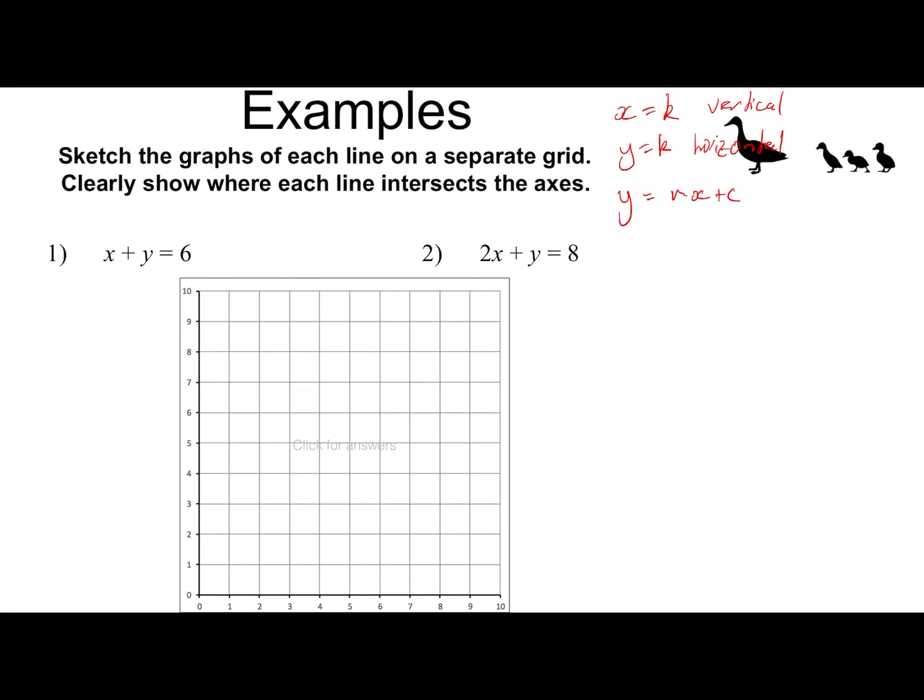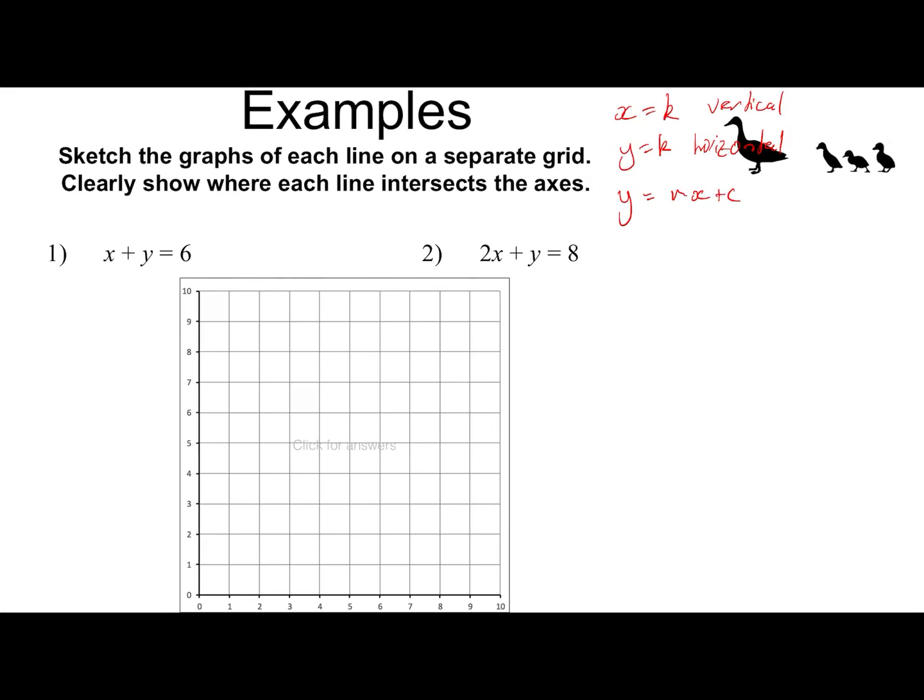Now, these ones here, x plus y equals 6 and 2x plus y equals 8, do not have y as the subject. So one solution to drawing these lines is to make y the subject. If you understand that and you know how to do that, you can do it that way, but that's not the way I'm going to show you. The way I'm going to show you is this.